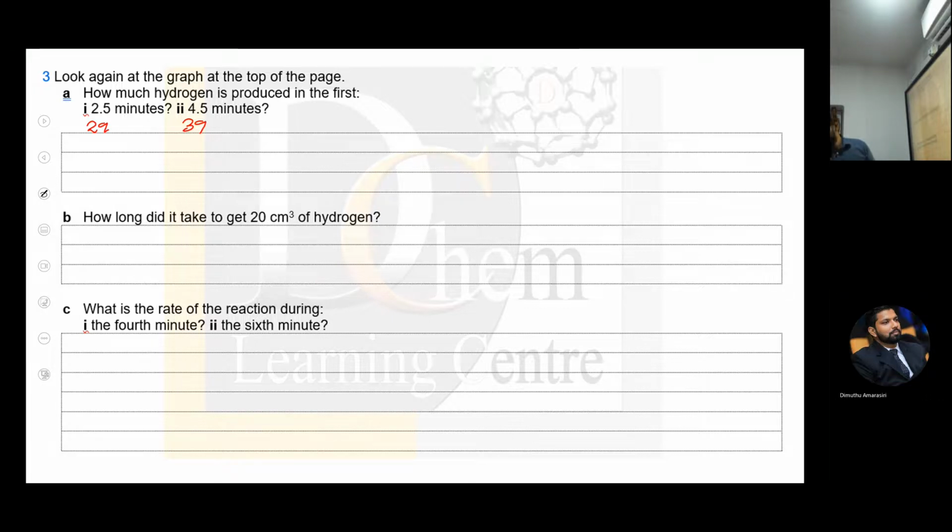How long did it take to get 20 cm³? 1 minute and 30 seconds. So you can say 1.5 minutes, or 1 minute and 30 seconds. But don't write it like this, this is wrong. Just 1.5 with no units is wrong. Or you can write 90 seconds, correct. If the graph is given in minutes, then as long as you give the correct unit and the correct decimal, it is correct.